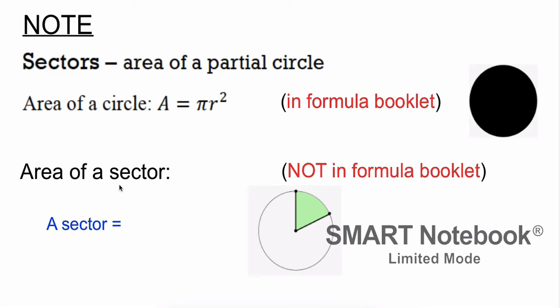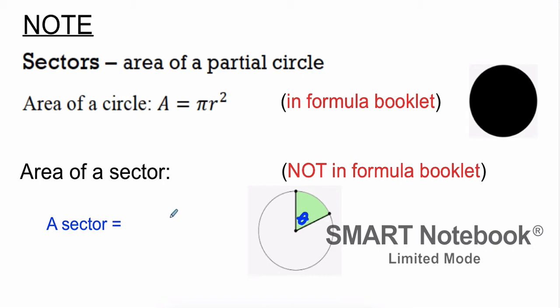However, area of a sector formula is not in your formula booklet, so that's something you have to remember yourself. So what is this formula? So again, as we know, a sector, which is shaped like a piece of pizza here, is obviously only a part or a fraction of the whole circle, right? And to find the area of this sector, it is actually proportional, again, similarly to arc length. It is proportional to the angle at the center.